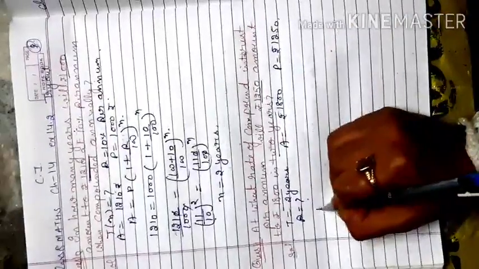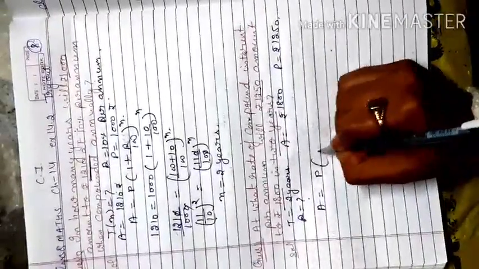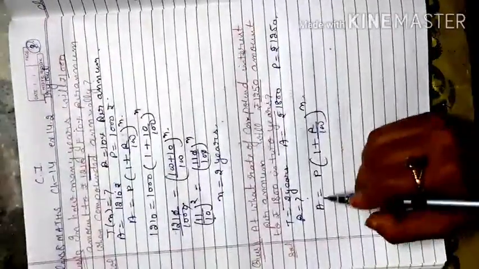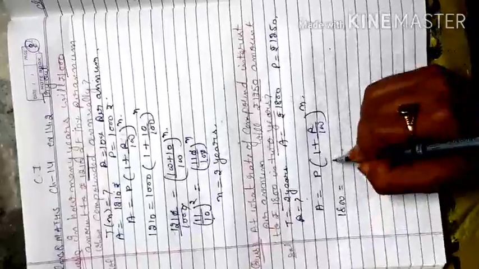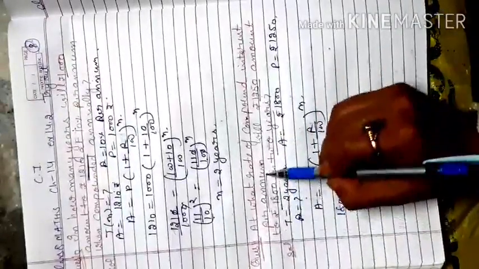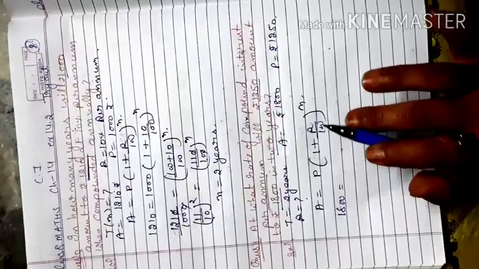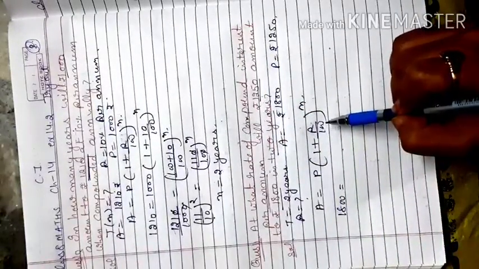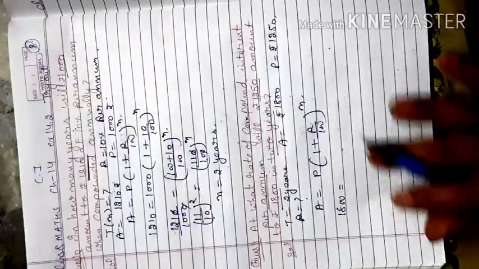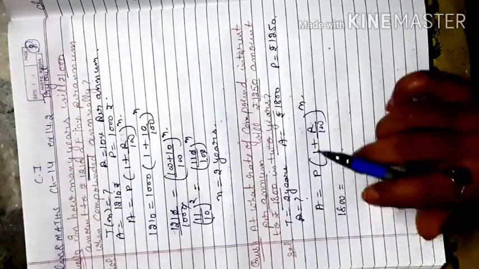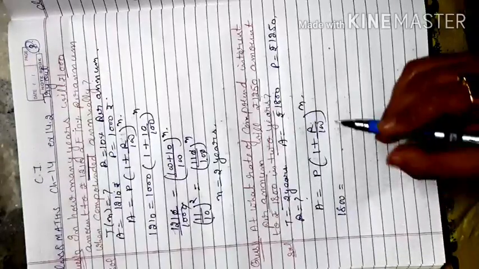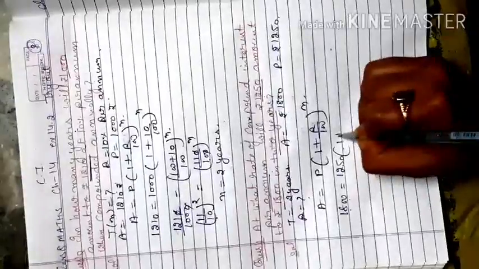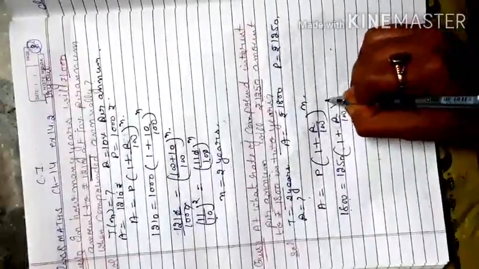So here amount is equal to principal into (1 plus r by 100) raised to power n. So amount is 1800. If it is written per annum, then this formula applies. If it is written half yearly, you have to apply the half yearly amount formula here. If it is quarterly, then you have to apply the quarterly formula here, right? So here 1800 is the amount and 1250 is the principal, rate you have to find, and time is given as 2 years.